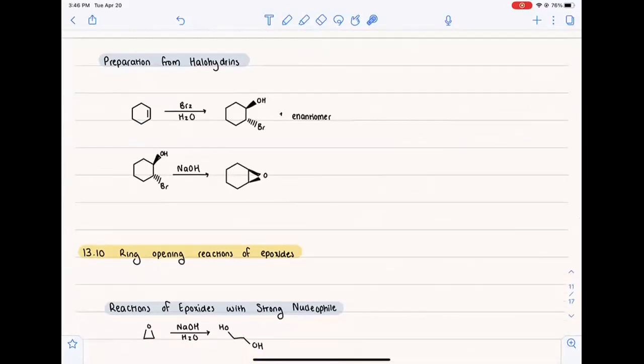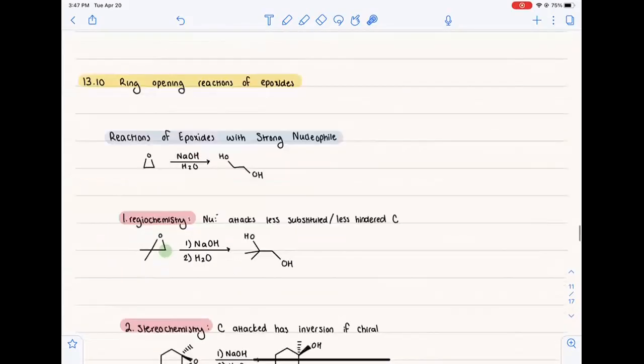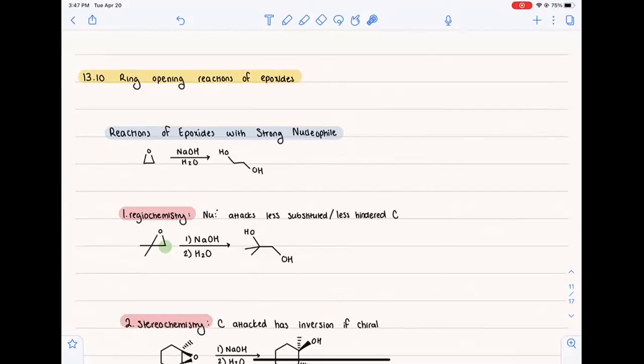Here we have the preparation from halohydrin, which is when we have a halogen and hydration. So then we have that addition reaction, Br2 water, enantiomer. Bam. When we're going backwards, we use NaOH. Nice. Here we have the ring opening reactions of epoxides.